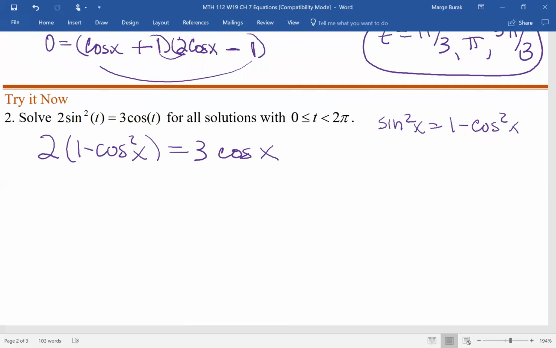And we're in radians here. So I need to get them on the same side. So let's move this to the other side. So we'll get, and I'll distribute this at the same time.